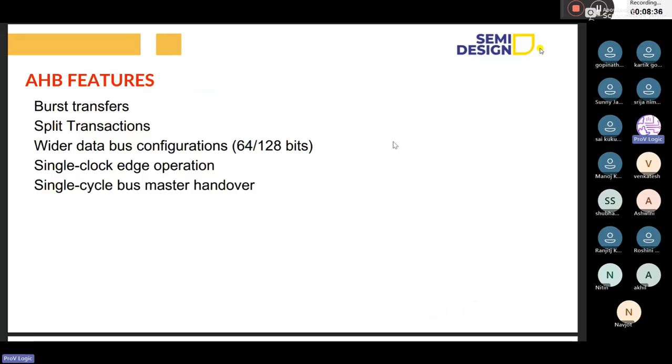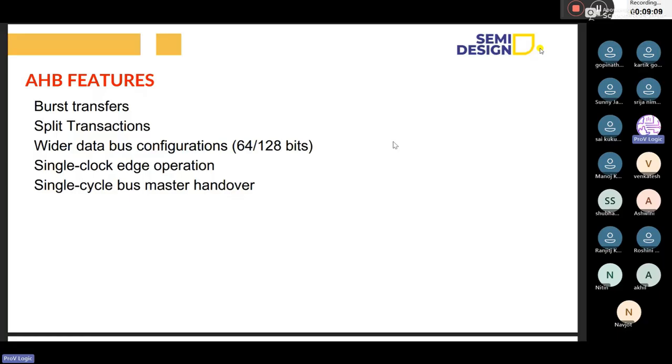But in AHB we have separate address and data phases, and they can overlap. But in APB protocol, address and data phases happen sequentially, they can't overlap. That means once the address is sent and completed, then the data signal will become active. Okay, like that, write and read operations are also the same, both cannot be done at a time, one after another, right?